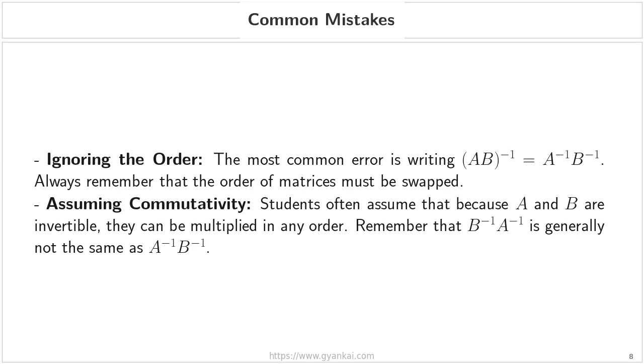Second, be careful not to assume commutativity. In basic algebra with numbers, the order of multiplication doesn't matter, but in matrix algebra, it does. You cannot assume that because A and B are invertible, you can multiply them in any order you like. Always keep in mind that the inverse of B times the inverse of A is generally not the same as the inverse of A times the inverse of B.